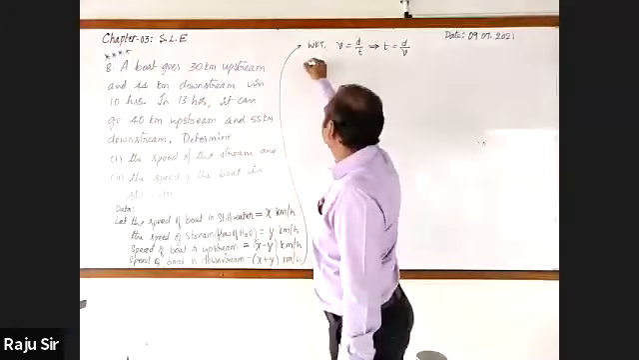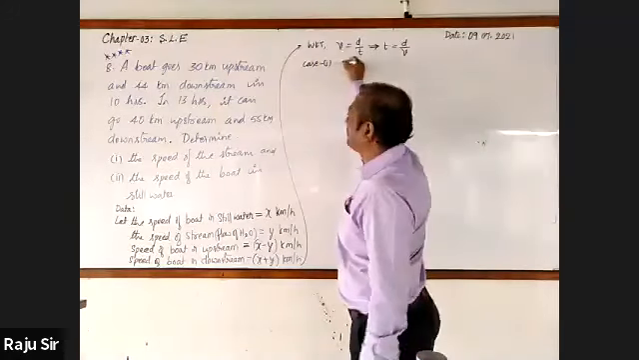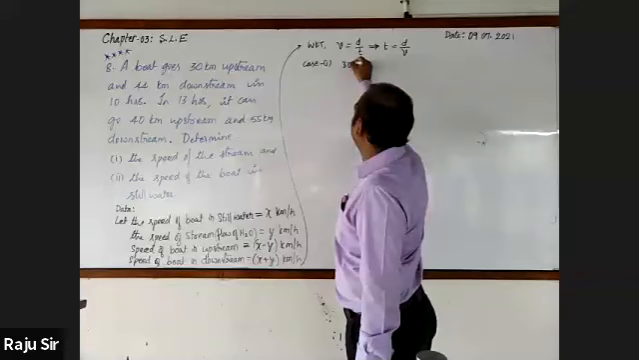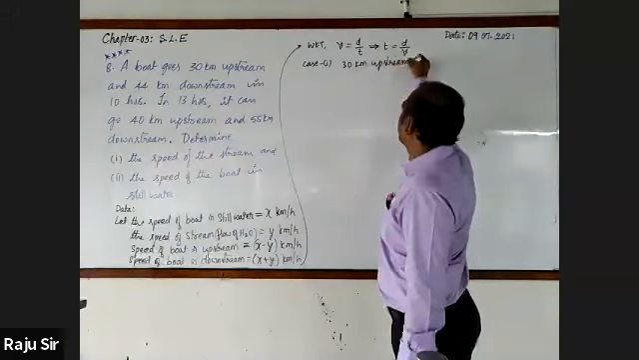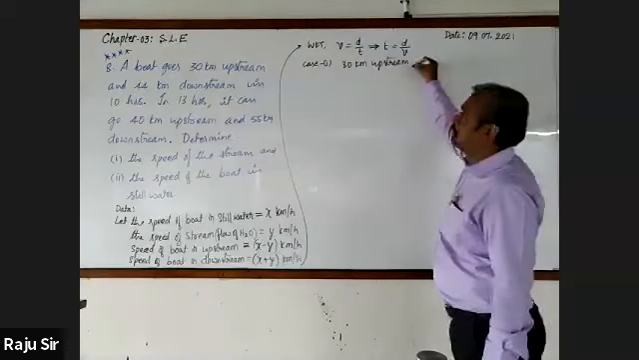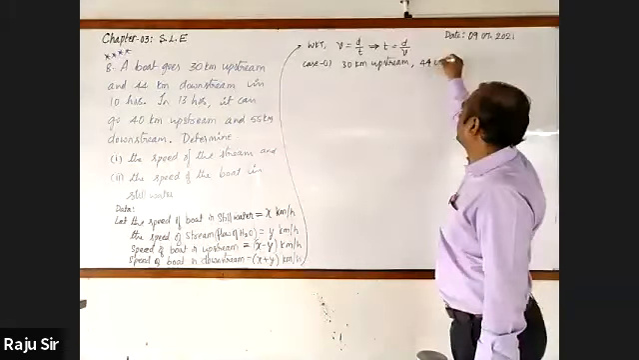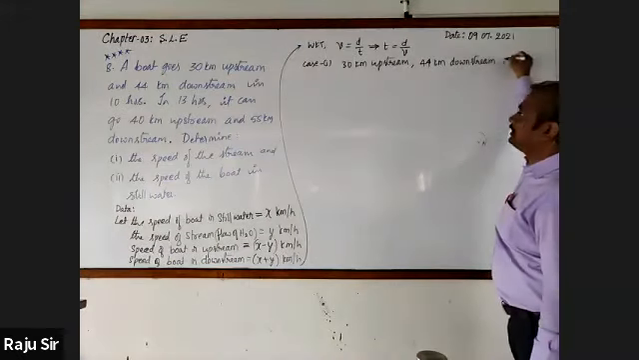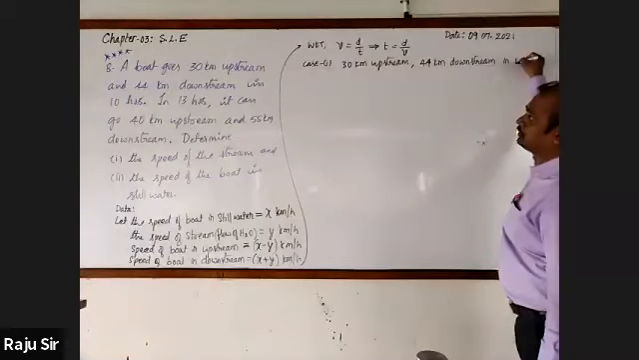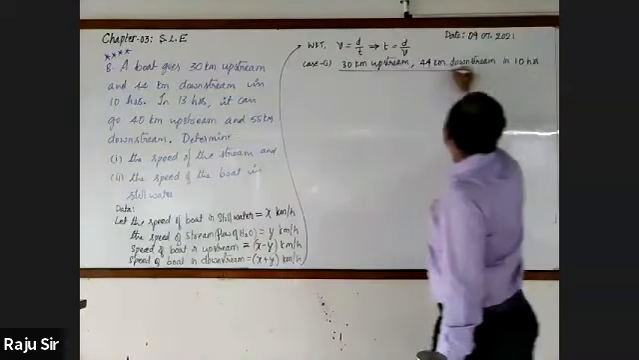All right. Case 1. 30 kilometer upstream, 44 kilometer downstream in 10 hours. Underline it.